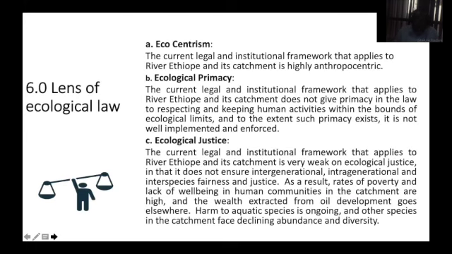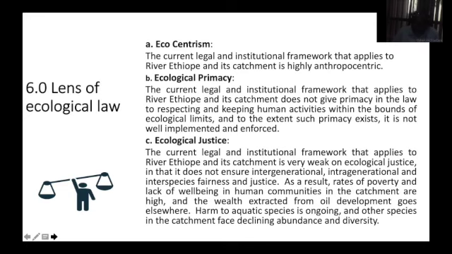So, applying the ecological lens based on what I have just said, we look at it from an ecocentric viewpoint to start with: the current legal and institutional framework that applies to the river and its catchment is highly human-centered, and there needs to be a drastic change to this. Looking at it from ecological premises, the current framework does not give primacy in law to respecting and keeping human activity within the bounds of ecological limits. And to some extent, such primacy, if it exists, is not well implemented and enforced.